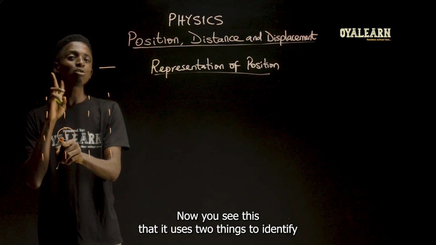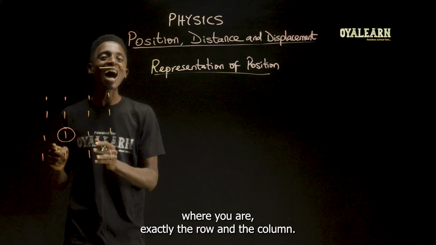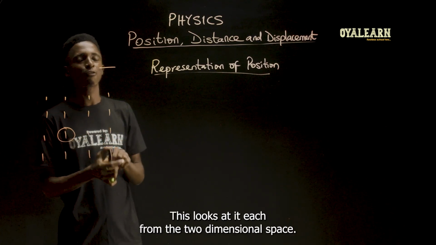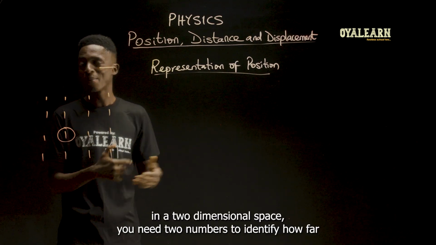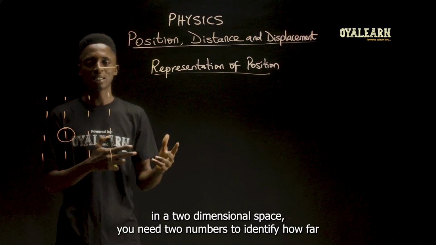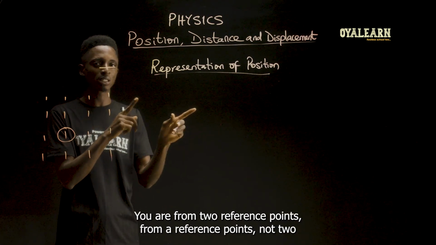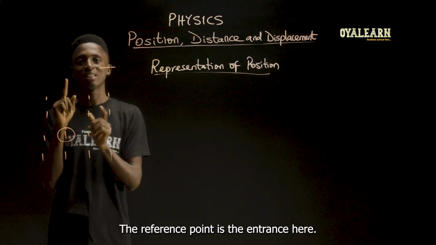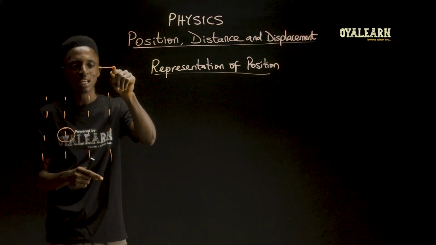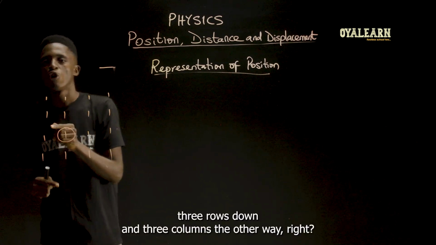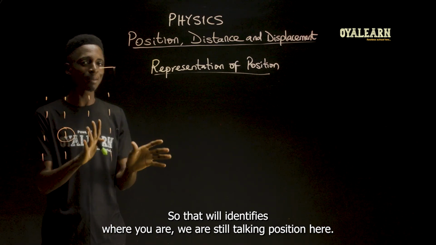Now you see that he uses two things to identify where you are exactly, the row and the column. This looks at it from the two-dimensional space. So when you are defining position from a two-dimensional space, you need two numbers to identify how far you are from a reference point, not two, from one reference point. The reference point is the entrance here. So the person has to move from the entrance 3 rows down and 3 columns the other way, right? So that way identifies where you are. We are still talking position here.